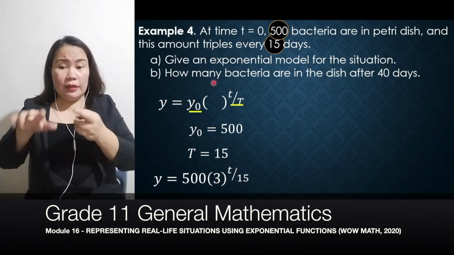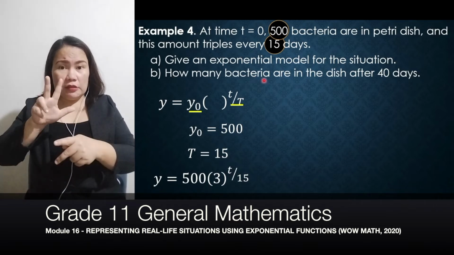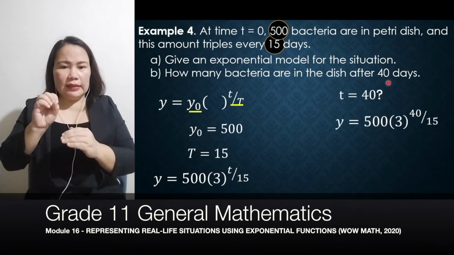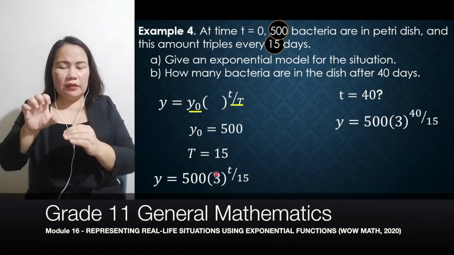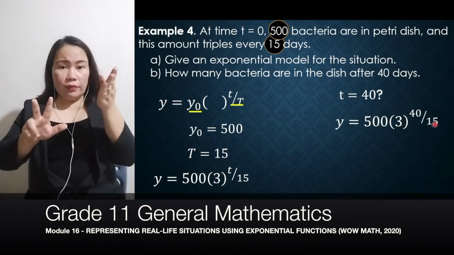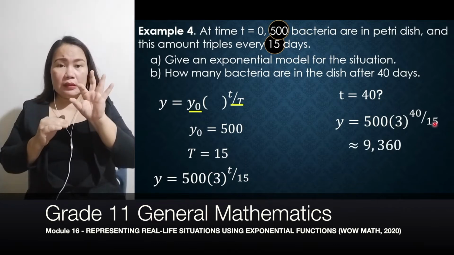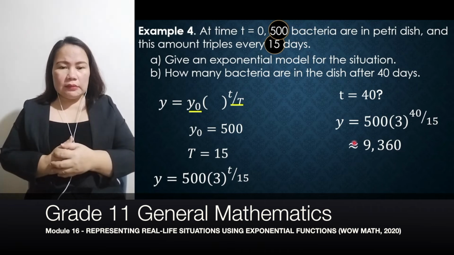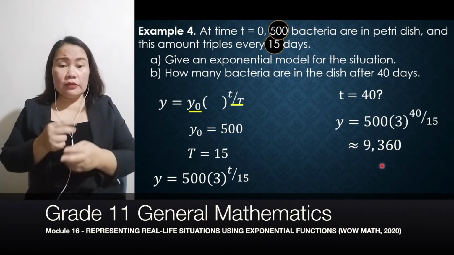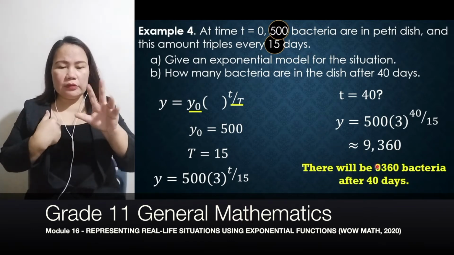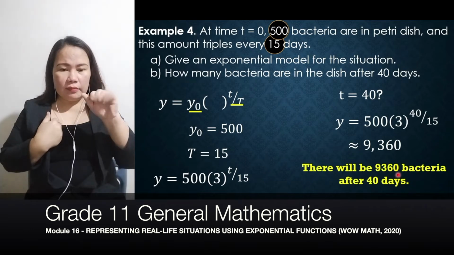So we can answer now the letter B question. How many bacteria in the dish after 40 days? After 40 days, what we're going to do is simply substitute on the exponential model that we have. So 500 times 3 raised to 40 over 15, that is 9,360. Why? We're going to round our answer to a whole number, kasi ang kinukuha natin is number of bacteria. Therefore, there will be 9,360 bacteria after 40 days.